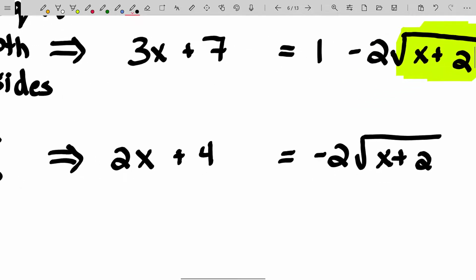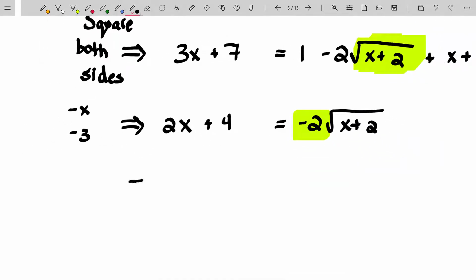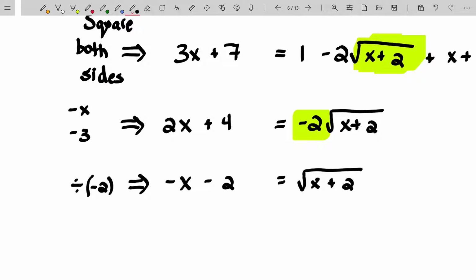It's probably a good idea, if you can and it doesn't create fractions, to divide both sides by the coefficient of the radical as well. Dividing both sides by -2 will not create fractions, so I'm pretty okay with doing that. And you arrive at -x minus 2 is equal to the square root of x plus 2.